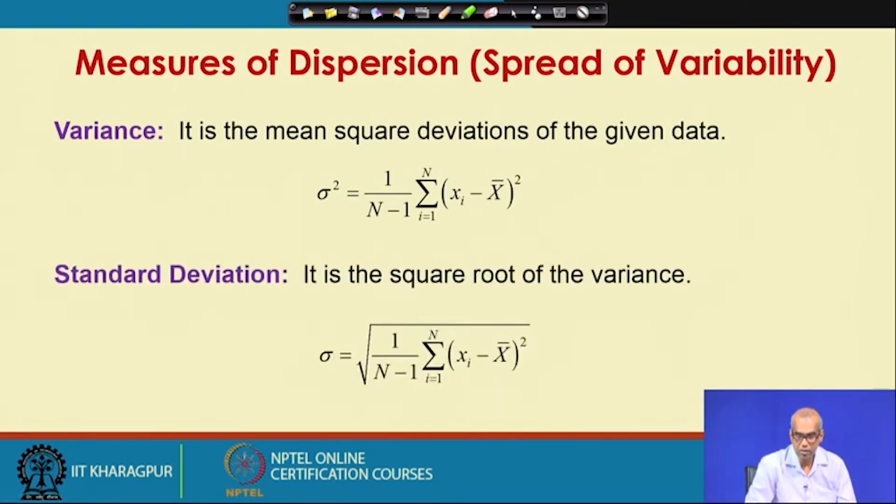Standard deviation is just the square root of the variance. So, this is the expression for variance, and the square root of this is the expression for standard deviation.